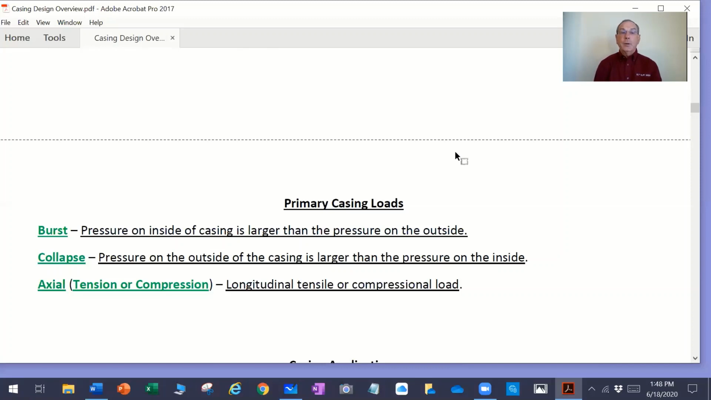And then axial loads are longitudinal tensile or compressional loads along the axis of the pipe. Now here is just an example of a piece of casing that we might use all the time. This one happens to be a 5-inch OD, and if I recall, it has 11/16 wall thickness, slightly less than 3/4 of an inch.